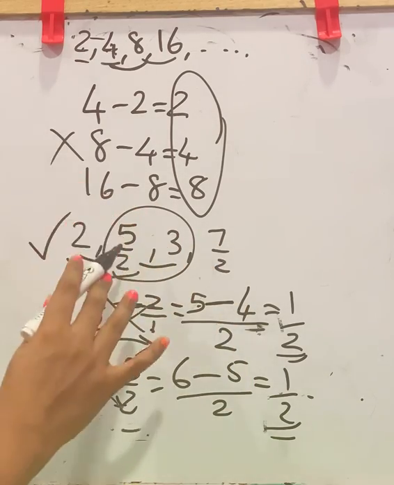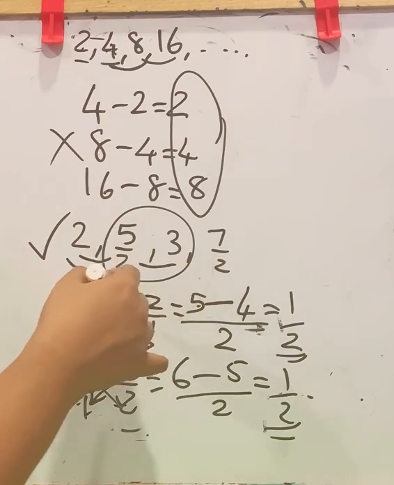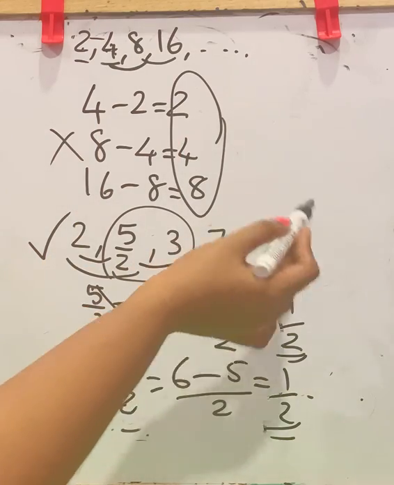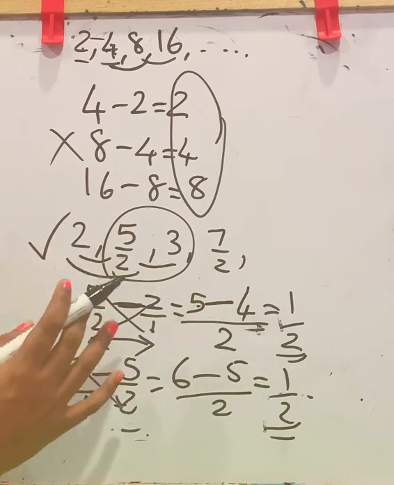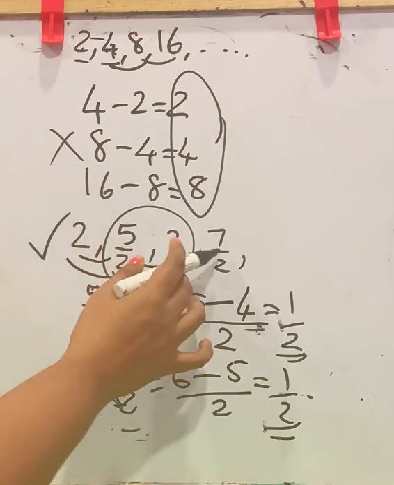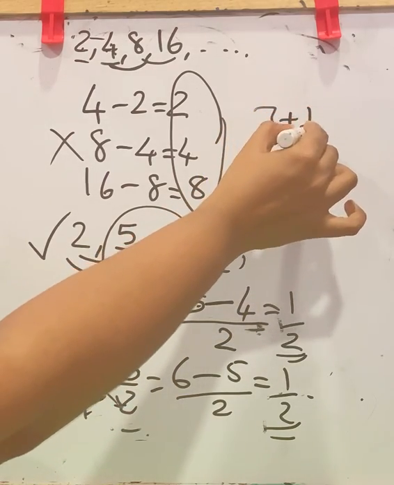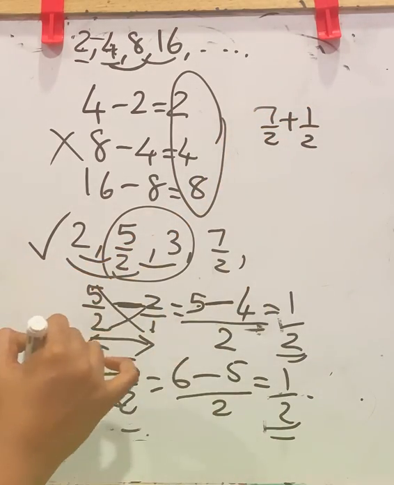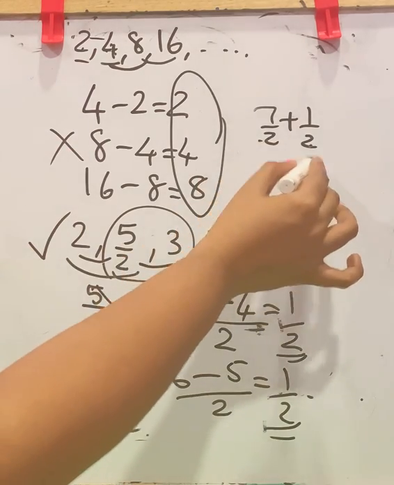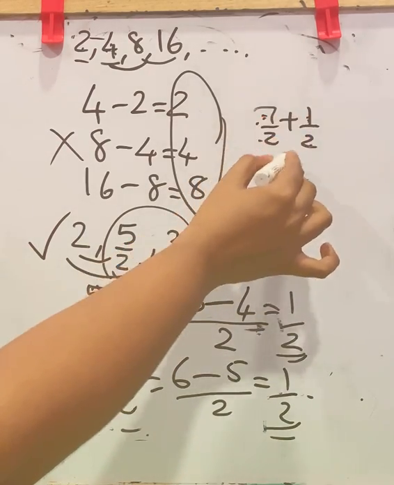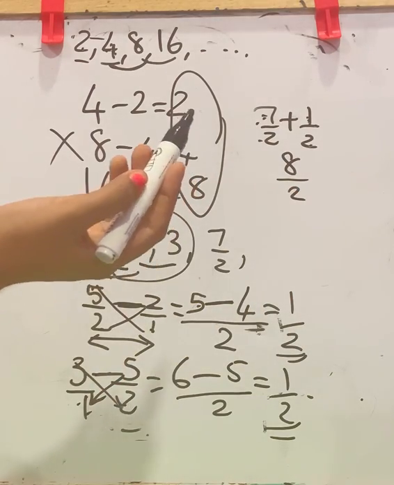Now if this is an AP, then you have to find the next three terms. How will you find the next term after 7 by 2? To find the next term, you have to add the common difference to the last term. So 7 by 2 plus 1 by 2. 1 by 2 is the common difference here. Here denominators are the same. So you can simply add the numerators, 7 plus 1 is 8 by 2. And you know 8 divided by 2 is what? 4.